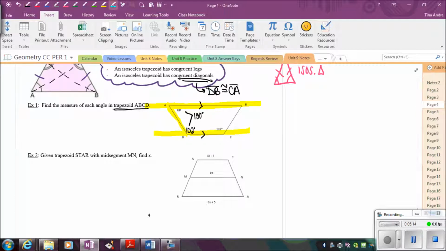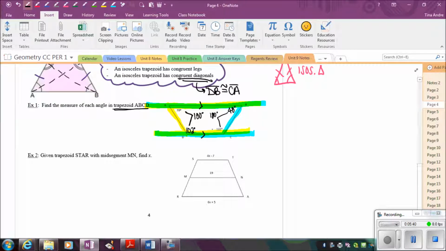The same thing is going to go for the other side here. Again, I have my parallel lines, I have my transversal. These are both same side interior angles, so they're going to add to 180. So I'm going to do 180 minus the 132, and I get 48. That will always be the case for trapezoids. Even if it's isosceles, then these base angles are all going to be congruent.